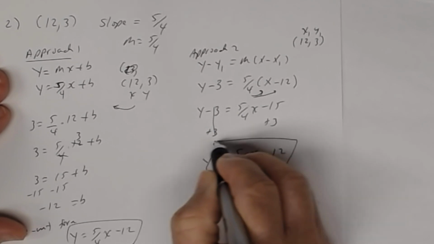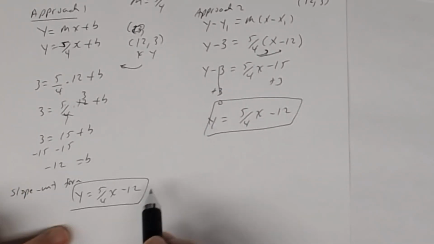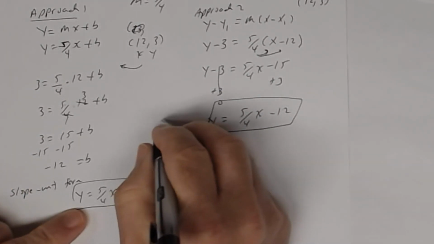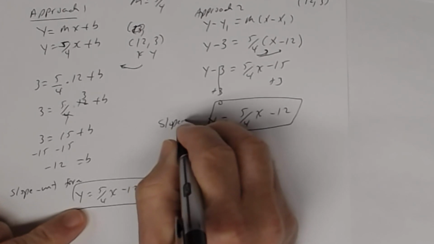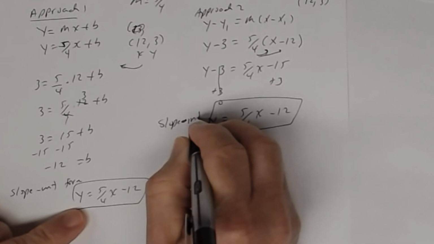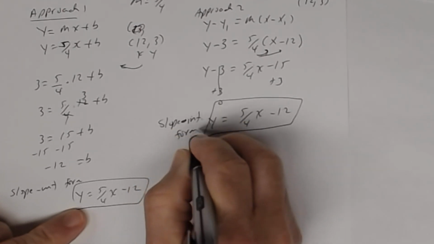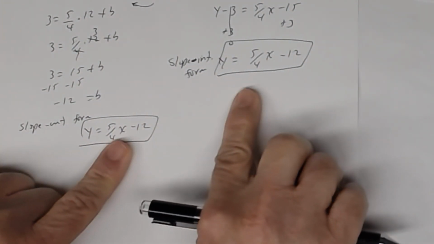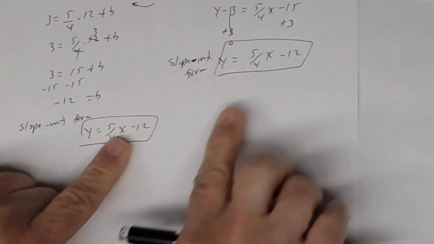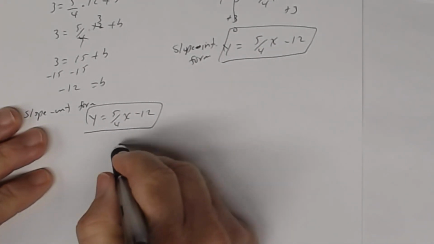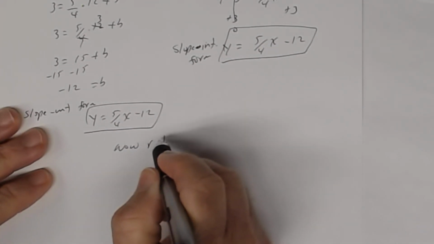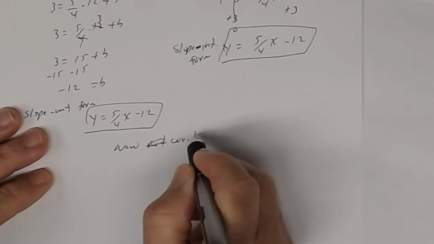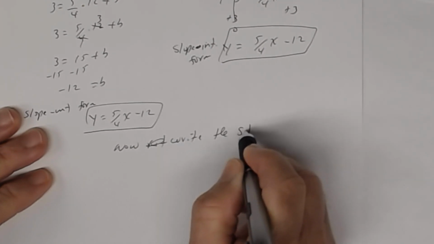So notice, this is slope-intercept form, and we get the same answer. Now once it's in slope-intercept form, then you're going to write it in the standard form.